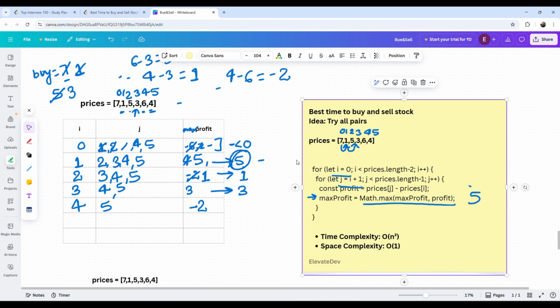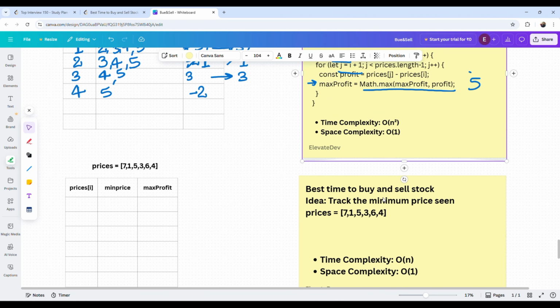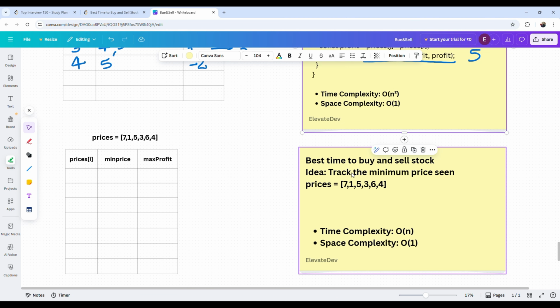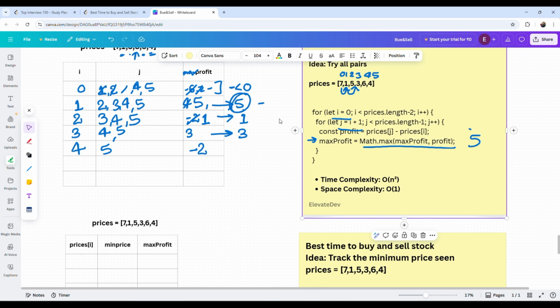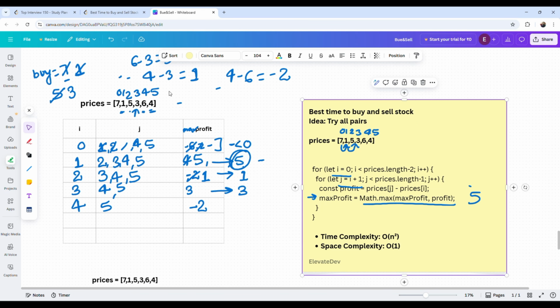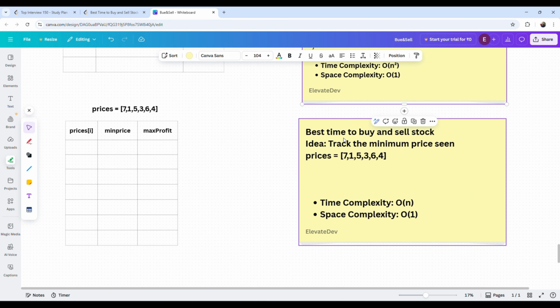Now you can quickly try to code this, and the time complexity here is going to be big O of n square. Okay, so let's try to optimize this by tracking the minimum price. I hope you will try this brute force approach. You will try to simulate this and then run it. Let me know if I am going fast so that I can slow myself down.